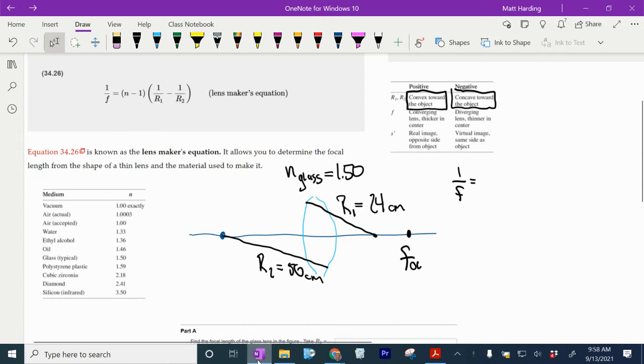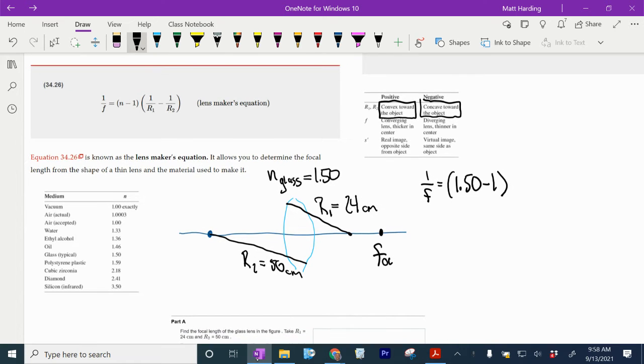All right, so we're back into this. So n is 1.5, and we're going to subtract 1 from that. And then 1 over R1. If you look at how R1 is curving towards the right side, that's concave towards the object, is how I would take that. Concave towards the object is going to go in as a negative minus. And if I'm sticking with this side over here on the right, then R2 is convex towards the object. So I think this goes in here as 50.